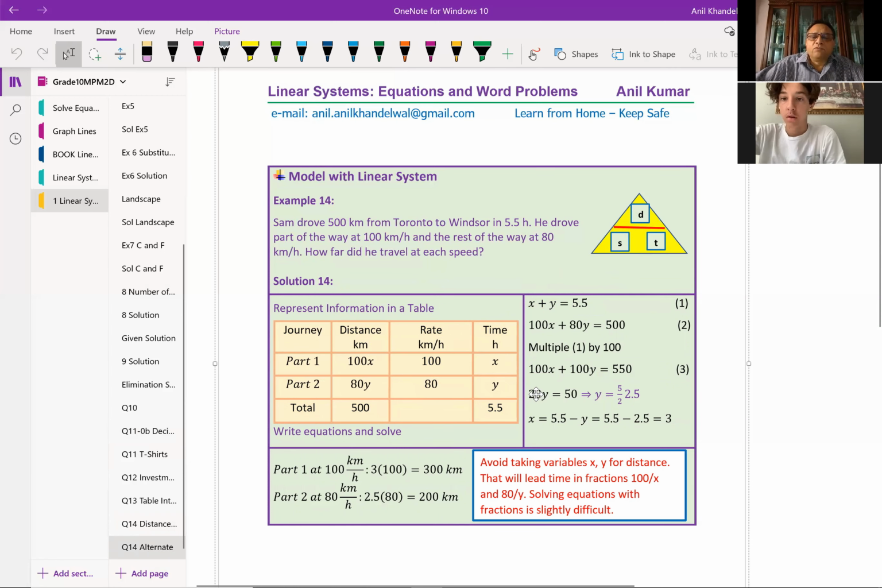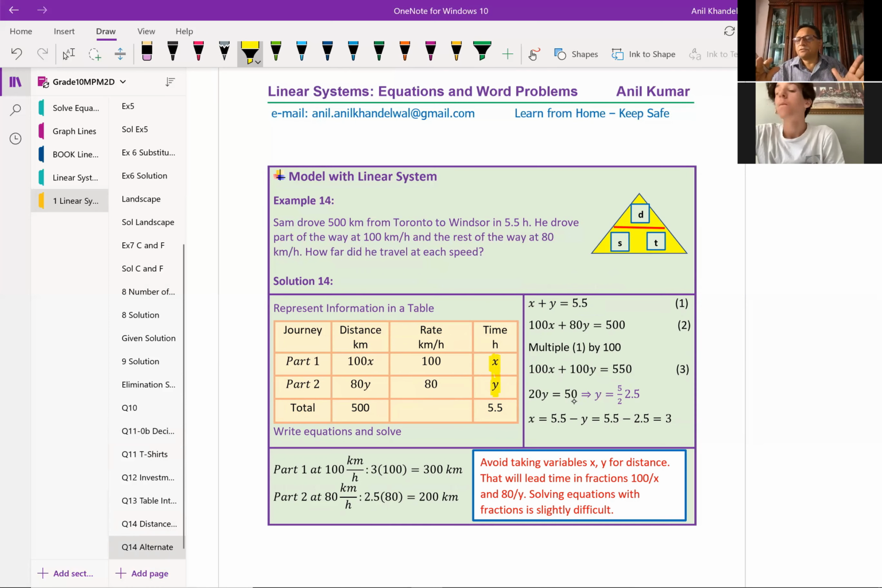So this time what I did was, instead of defining my variables for distance, I defined my variables for time. Do you see that? I switched. So now I'm saying, forget about distance. Part one, we don't know the distance, doesn't matter. We know the rate of 100. Part B, we know the rate of 80. Total is 500 and 5.5.